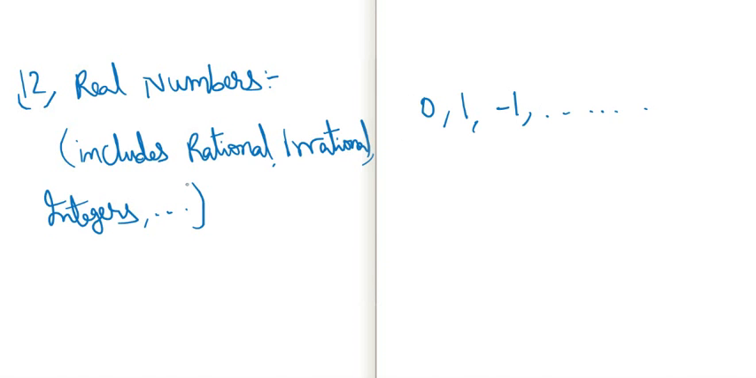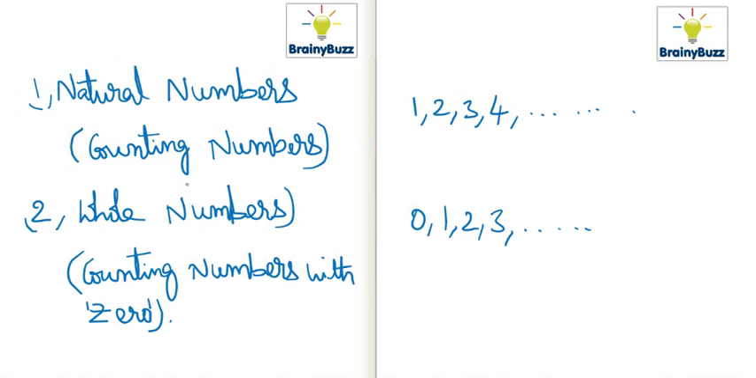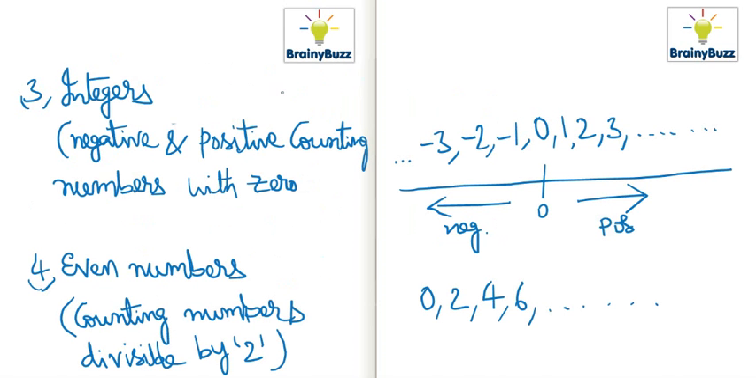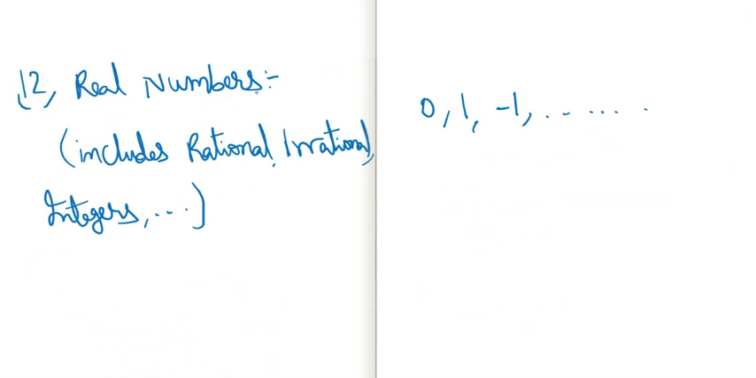Let us see the symbol for each number. Natural numbers are represented as big N. Whole numbers, caps W. Integers are represented as Z. At last, real numbers as big R.